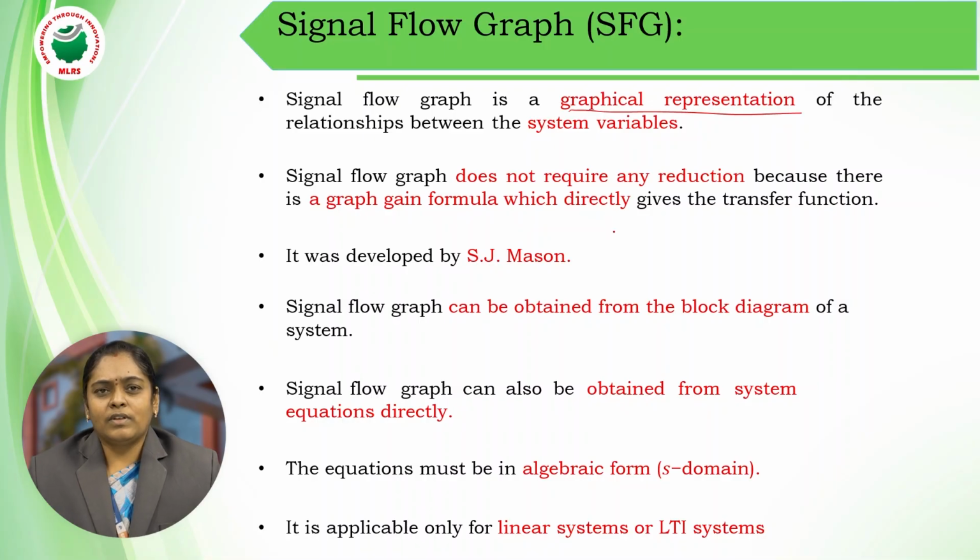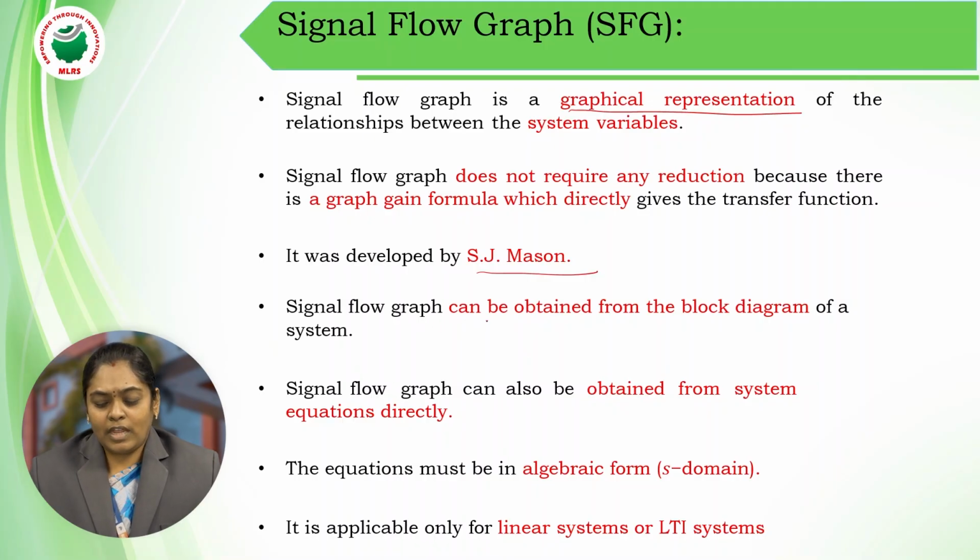The name Mason's gain formula has been given because it was developed by Mason. That is the reason the formula we use to determine the transfer function in the signal flow graph reduction technique is called Mason's gain formula. If the question asks for the determination of a transfer function, but instead of giving a signal flow graph they have given us a block diagram, we are able to change the block diagram into a signal flow graph.